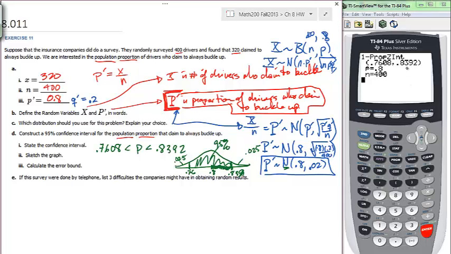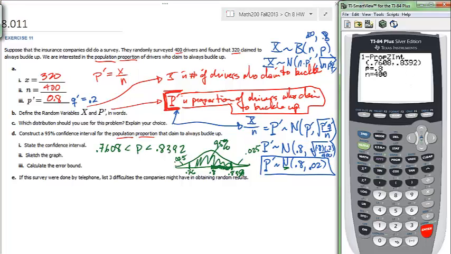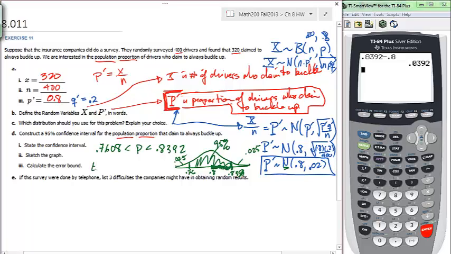Let's calculate this: 0.8392 minus 0.8. And so this is your error bound. So the error bound for the proportion is 0.0392.